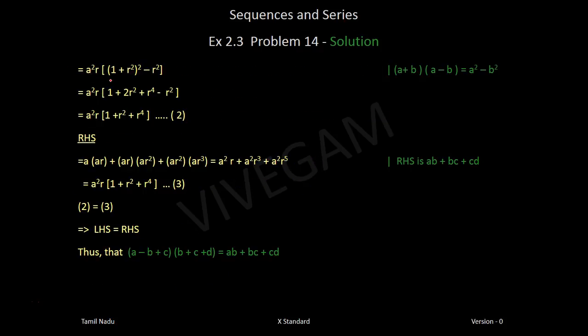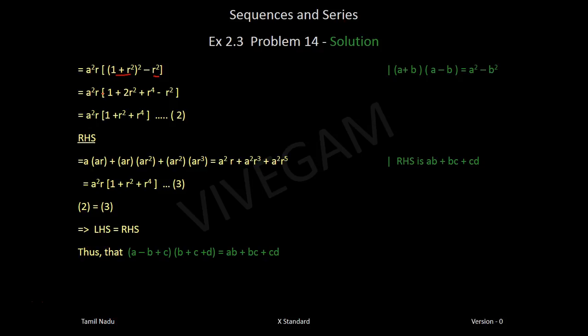A square R into A square minus B square, because the formula is (A plus B) into (A minus B) equal to A square minus B square. So here A was 1 plus R square and B was R. So you got it in the form of A square minus B square.